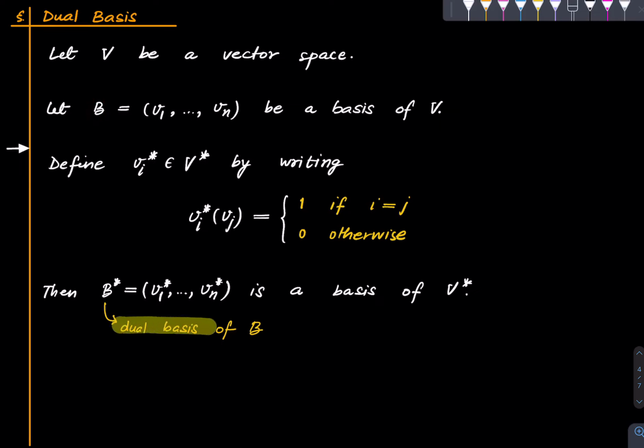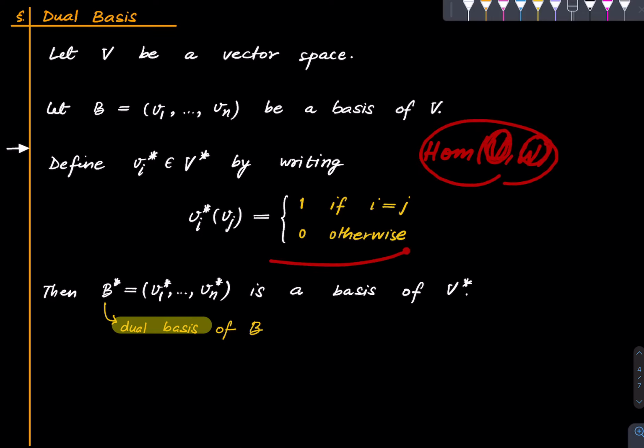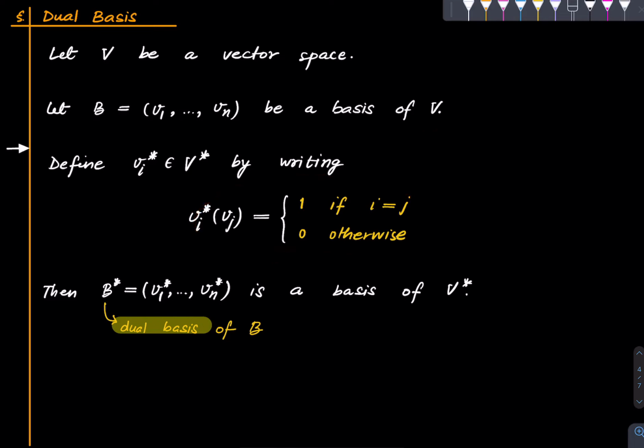So every basis has a corresponding dual basis. Just think about what is going on here. There's not much going on once you know how we constructed a basis for Hom(V, W), where we were given bases of V and W. It's the same construction. There's nothing new happening.